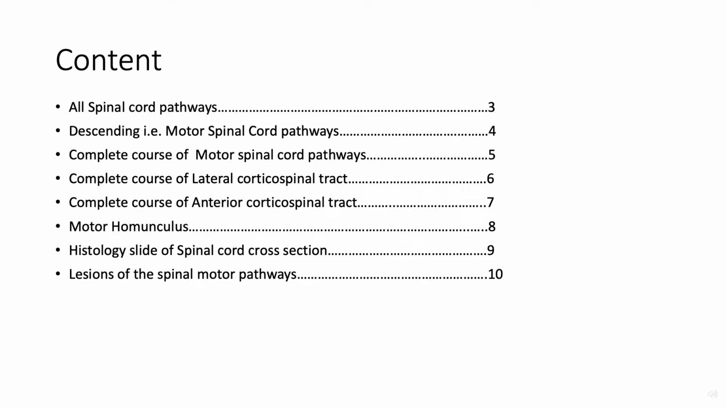And then we will look in detail at the complete course of the lateral corticospinal tract and the anterior corticospinal tract, because the motor spinal cord pathways are basically two, the lateral and the anterior corticospinal tracts. So after we look at them together, we will look at them in detail one by one. Then we'll talk about the motor homunculus, as it has a very important role to play in these pathways.